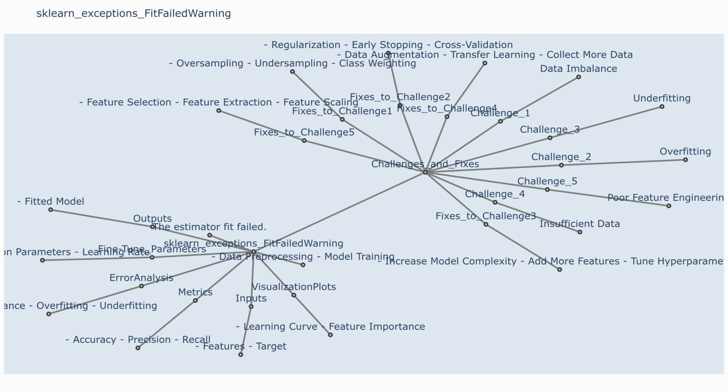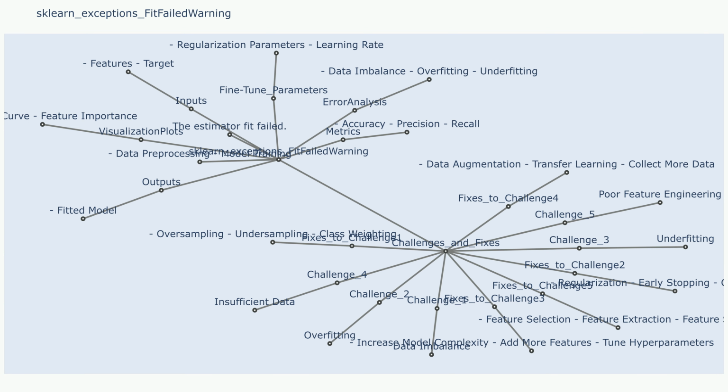sklearn.exceptions.FitFailedWarning. Description: the fit-failed warning is a warning issued by scikit-learn when a model fails to fit the training data properly. This often happens when the model encounters issues like perfect collinearity in features, a lack of convergence during optimization, or insufficient data inputs. Training data: this is the dataset used to train the machine learning model.